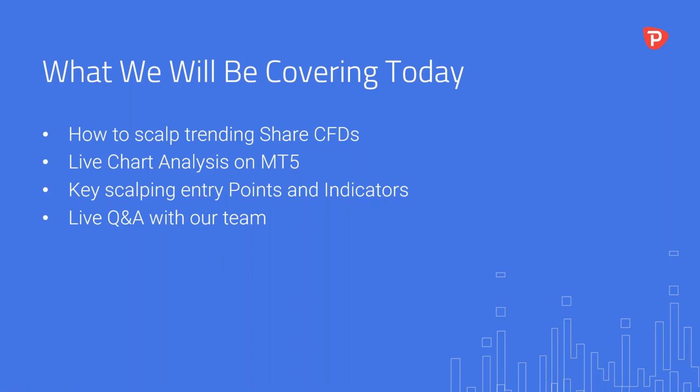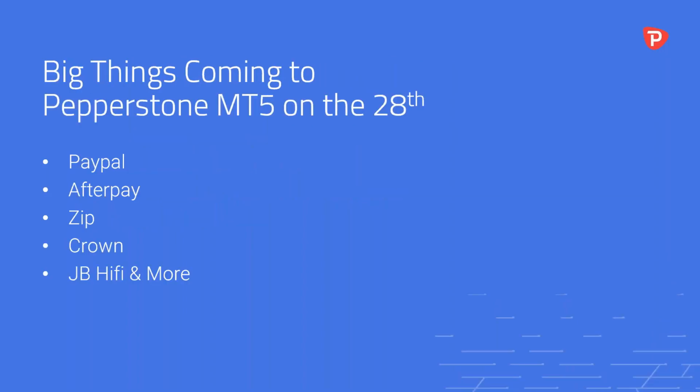Absolutely, Ty. So why are we excited about today? Well, I think it's going to bring a lot of value to all of you out there. What are we covering? We're going to cover how to scalp trending share CFDs. We're going to be taking a look at earnings as well for some of these big companies coming up. Apple aftermarket today, phenomenal. The biggest company doing its earnings. It's going to be a big one. Live chart analysis, of course, on MT5, and then key scalping entry points and indicators, with some live Q&A with both of us later on. So if you have questions, feel free to ask them throughout the webinar. We answer them as we go, and we also answer them at the end.